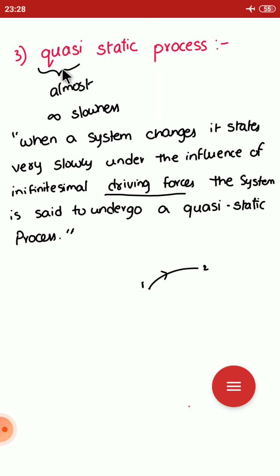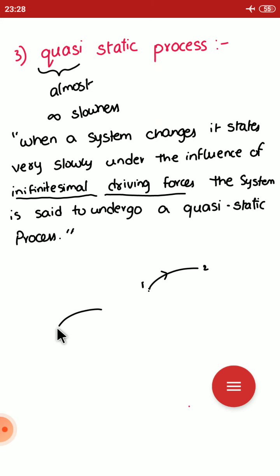In case of the quasi-static process, with an infinitesimal driving force, a very small amount of driving force, the system changes from one state to another state and is said to undergo a quasi-static process. Generally, when the system undergoes a process, it may be necessary to disturb the system to drive it in the desired direction.